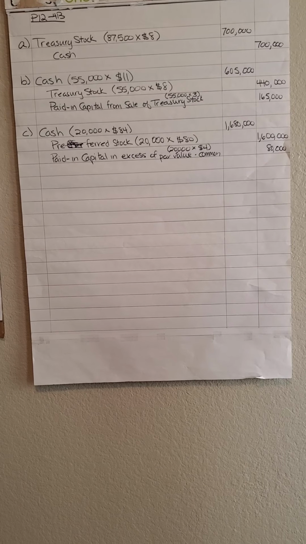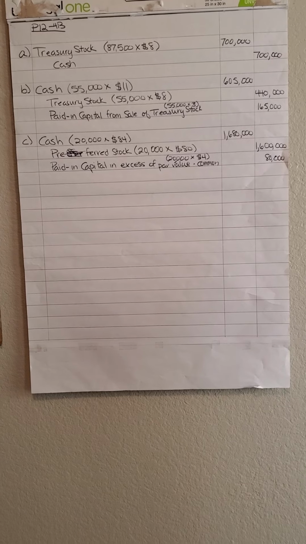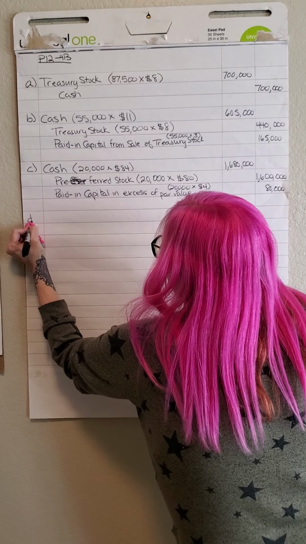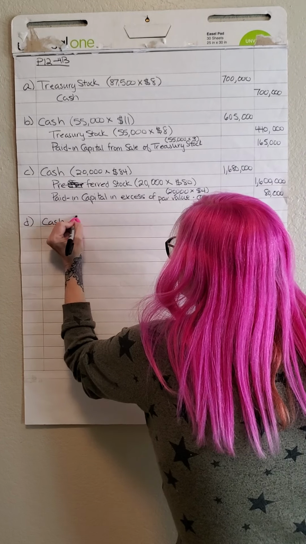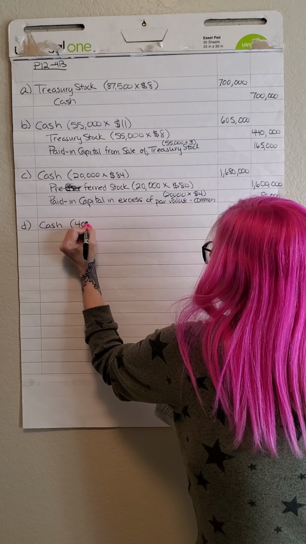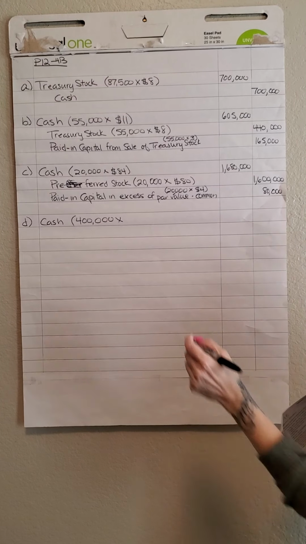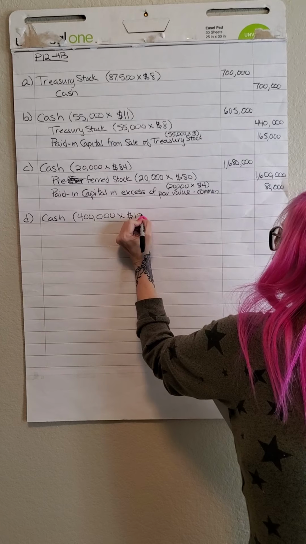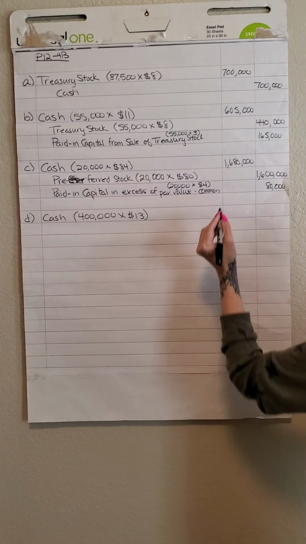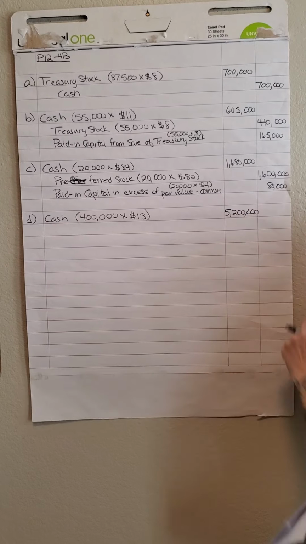Then it tells us in D that the company issued 400,000 shares of common stock at $13 per share, receiving cash. So here, again, we're going to record our cash. We're going to debit cash by the total amount of shares that were issued, 400,000 shares, and we issued them for $13 per share. That gives us a total amount for this transaction of $5,200,000 that was received. So we're going to debit that to the cash account.